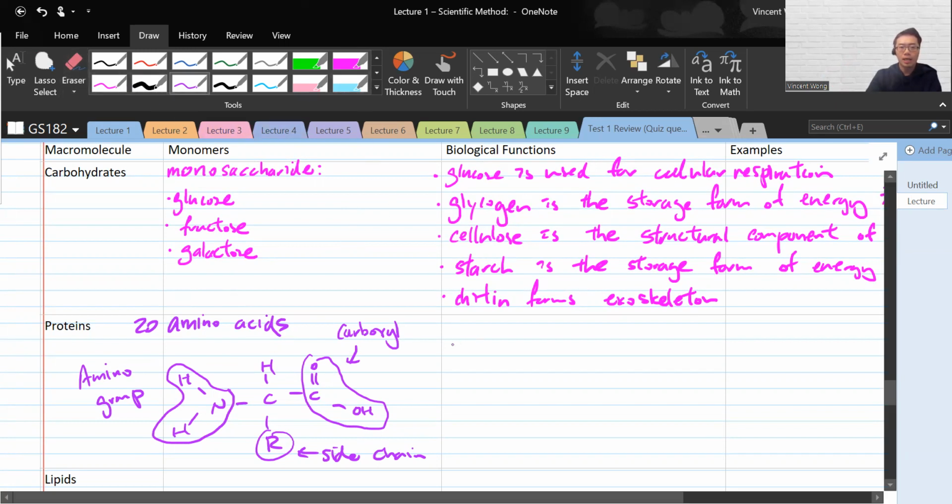Biological functions, there are many. It can form hormones, right? So an example of a protein hormone would be insulin.